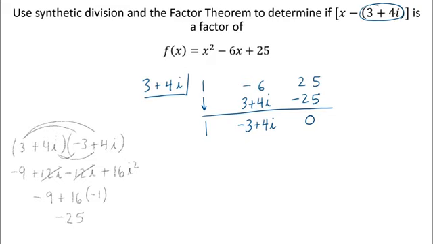That means that 3 plus 4i is a zero of this polynomial. And if 3 plus 4i is a zero, then by the factor theorem, x minus the 3 plus 4i is a factor. So we can confidently say that x minus the 3 plus 4i is a factor of this polynomial because 3 plus 4i is a zero.